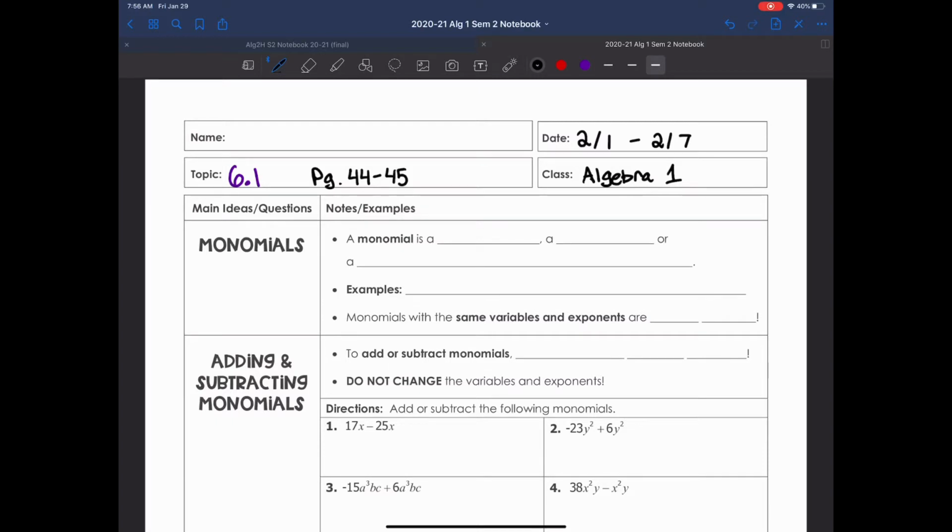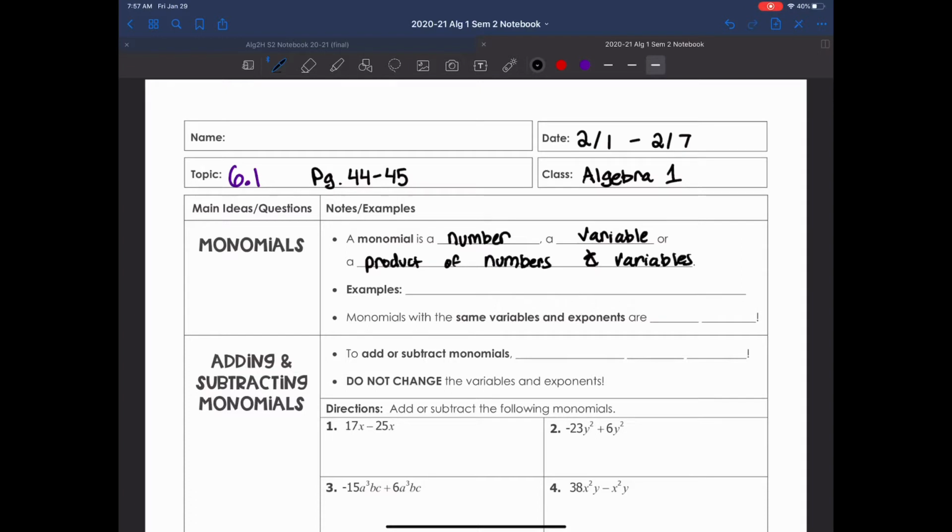Now a monomial, the formal definition is it's a number, a variable, or a product of numbers and variables. Okay, so let's talk about some examples of some monomials.